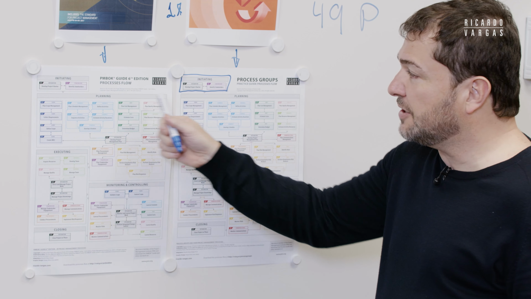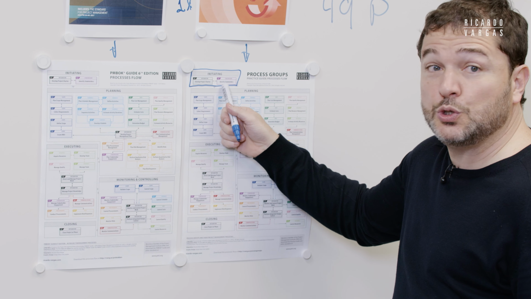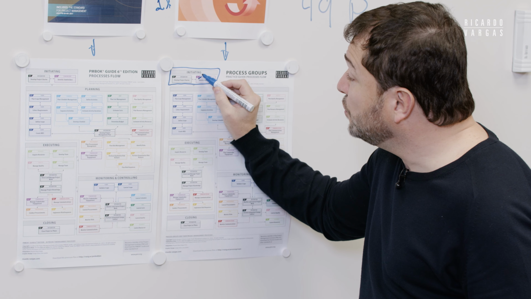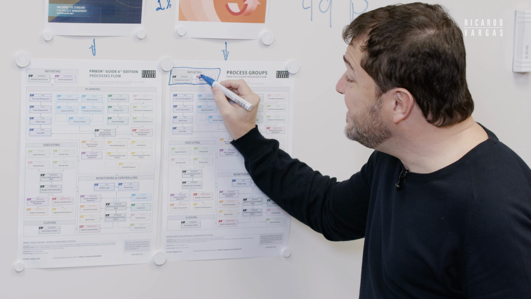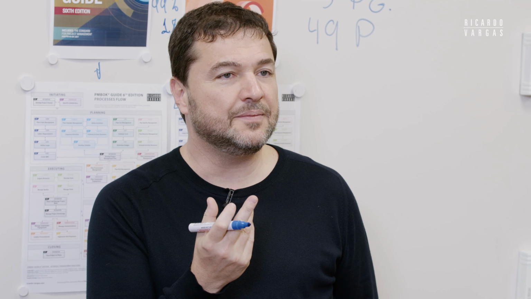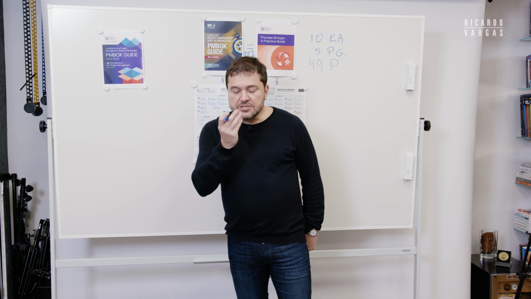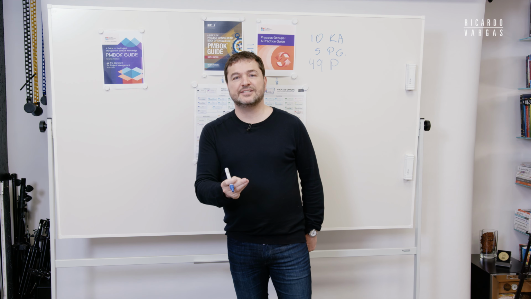4.1, develop the project charter. And 4.2, identify stakeholders. So the numbering changed from 13.1, the first process of stakeholder, to 4.2, the second process of initiating. I know many of you may think this is just a bureaucratic thing, but these make it so much easier for you to understand the mental sequence you should think from the beginning up to the end of a project.